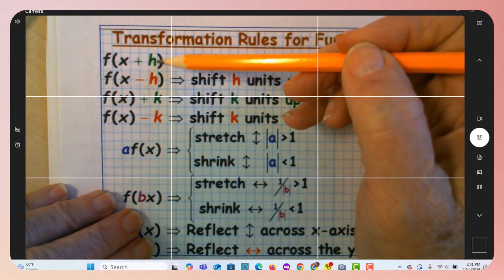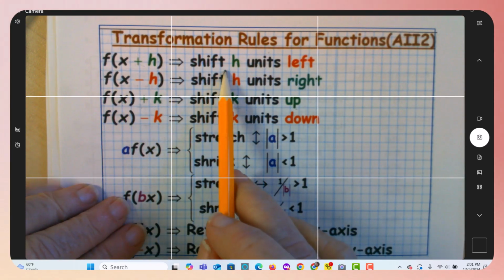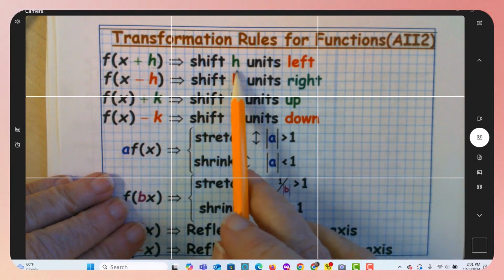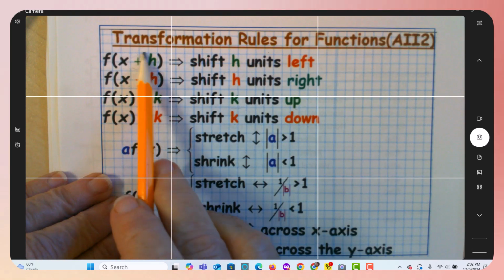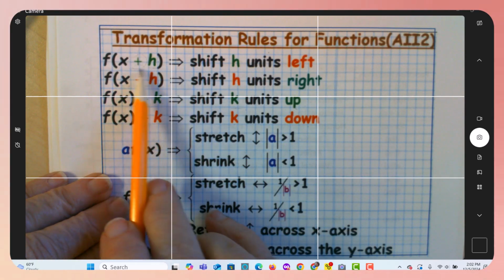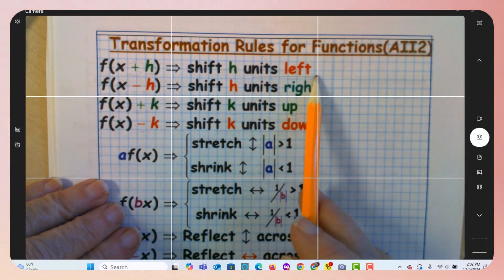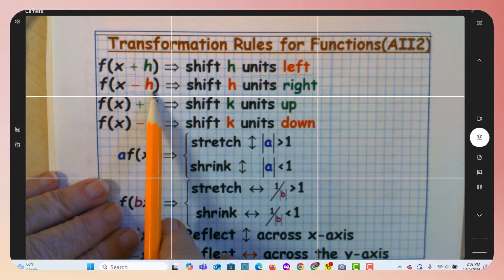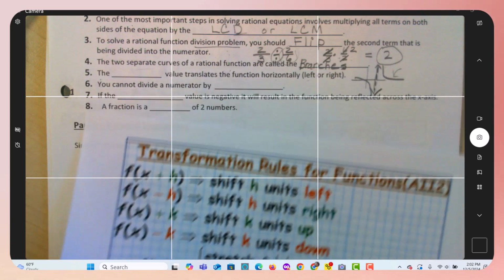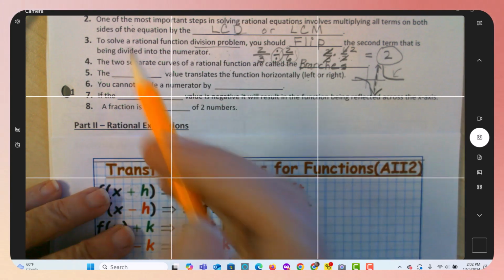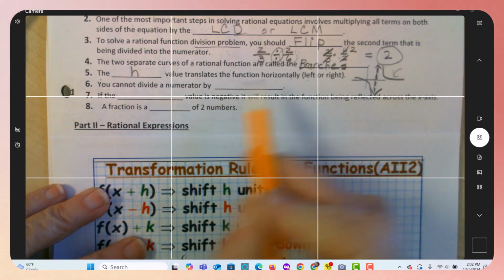So if we have a number being added or subtracted to the x inside of the function, it's going to shift it. We call it h, and it's going to shift it the opposite of what it appears. In other words, if you see plus, I would assume that was moving to the right, but it's going to be the opposite. It's going to shift it horizontally to the left. And if I have minus, h is going to shift it horizontally to the right. All right, so the h value translates the function horizontally left or right.